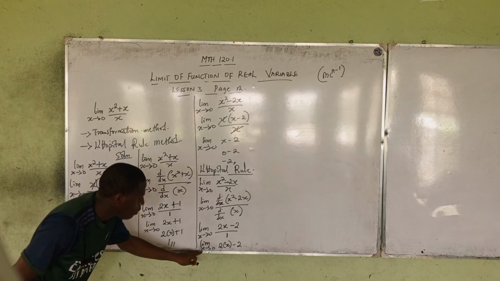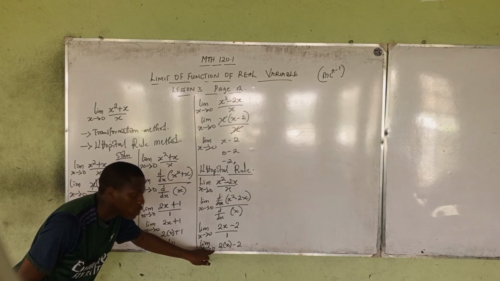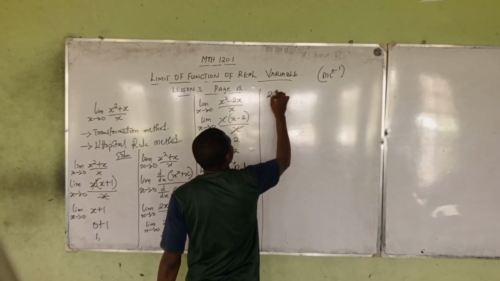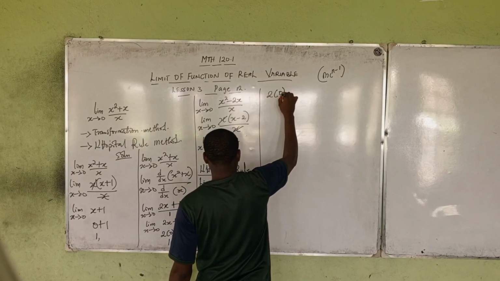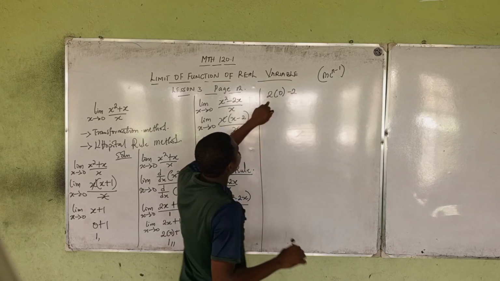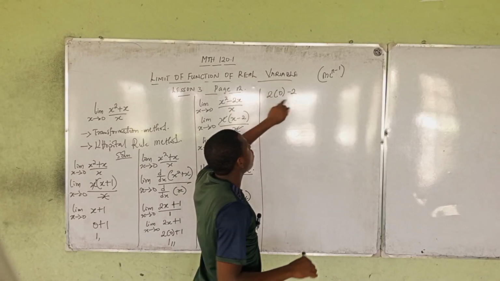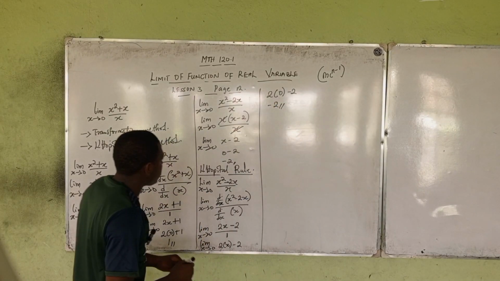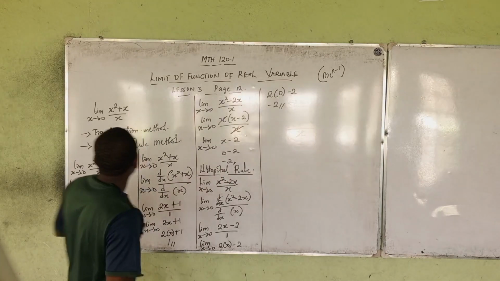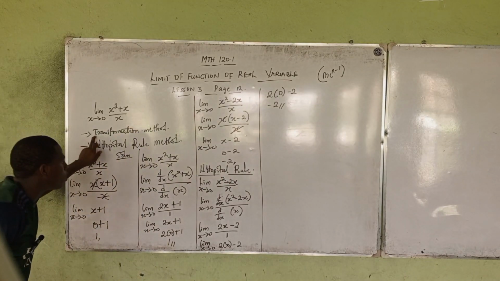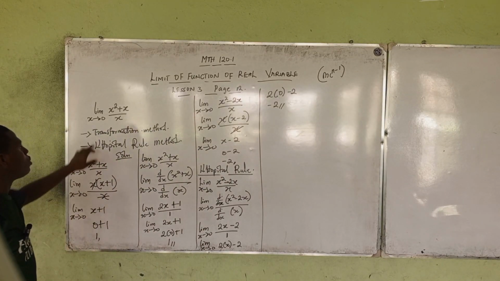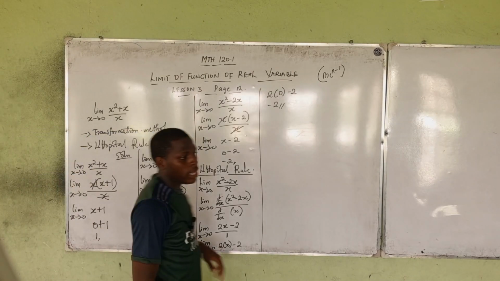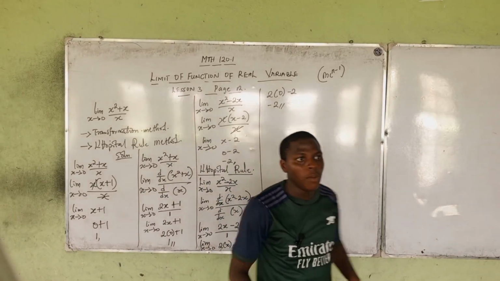What's the next thing? Anywhere you see x, substitute what? 0. So you simply arrive at 2 bracket 0 minus 2. 2 bracket 0 is what? 0. 0 minus 2 is what? Minus 2. So you see that you are simply getting the same answer as your transformation method. So if you use your L'Hopital rule, you still get the same answer with your transformation method.